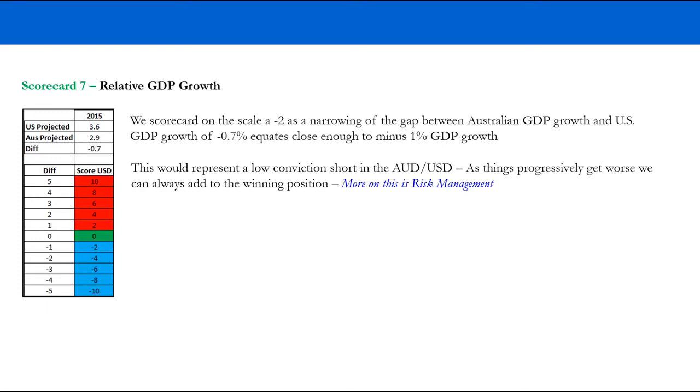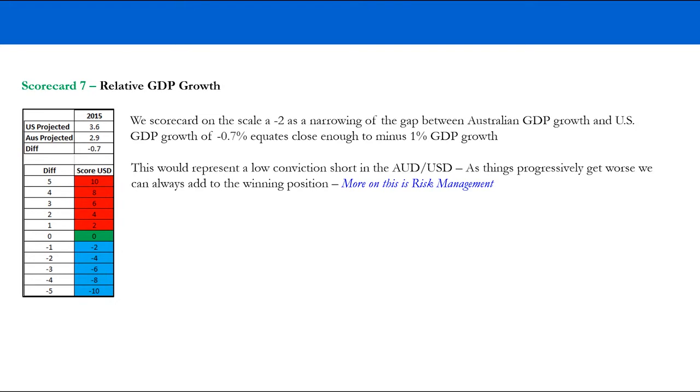And then the idea generation process continues with the exogenous analysis by pairing up the currencies that you've covered in your endogenous analysis. So we're just going through the process here, showing you how this is actually done. And we've got to the point, first of all, where we're scoring relative GDP growth between Australia and America.